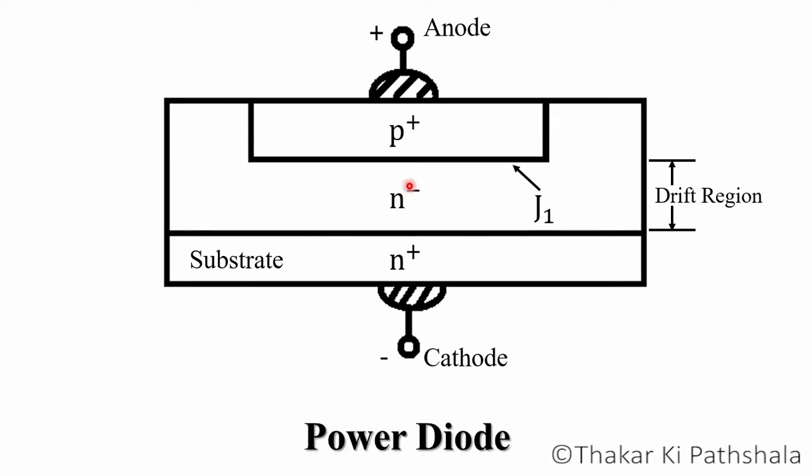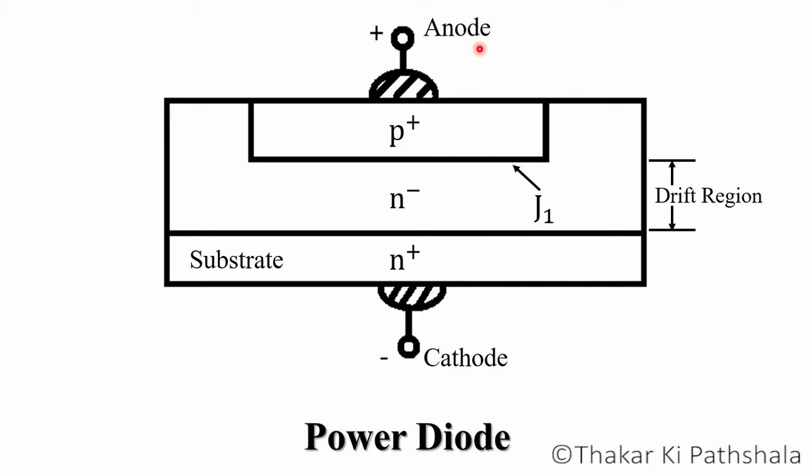Let's look at why in a power diode there is a region called N-minus. In a power diode, the N-minus layer is provided to make the diode suitable for high voltage and high current. The N-minus layer is lightly doped and is grown on a heavily doped N-plus layer. This N-minus layer is not found in signal diodes. Also, a heavily doped P-plus layer is diffused into the N-minus layer to form the anode of the power diode.